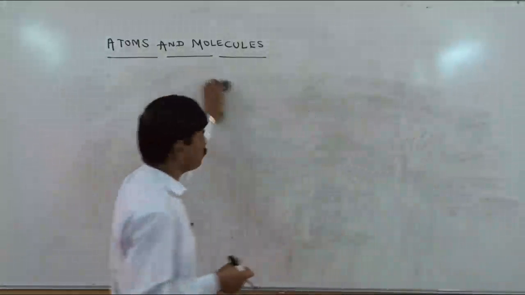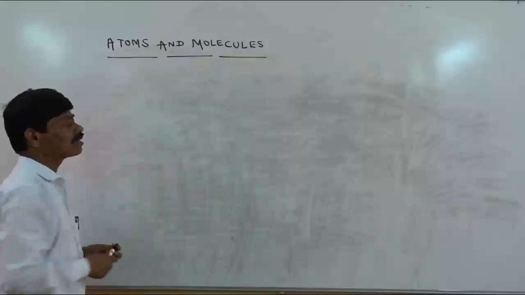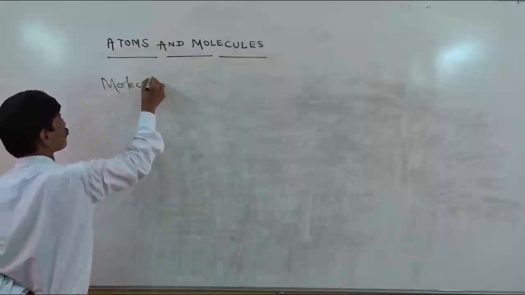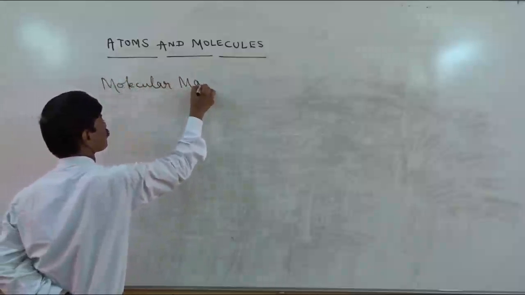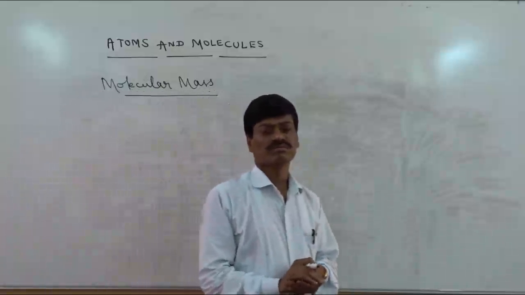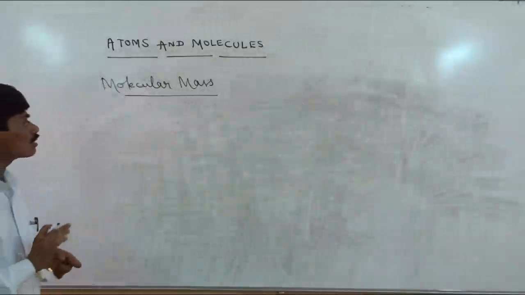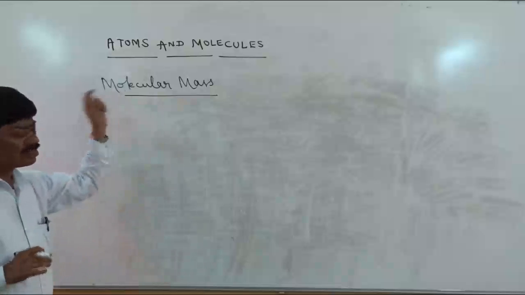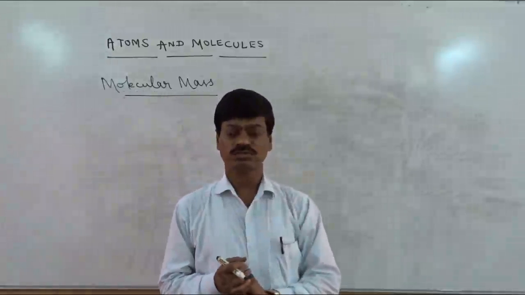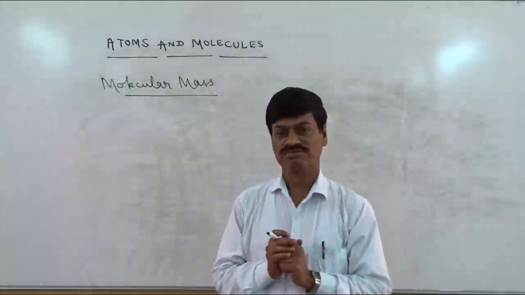Now children, we move to the next important concept, that is molecular mass. Here, a molecule can be an element, right? It can be a compound. Example for the element is H2. H2 is a molecule of hydrogen. H is an atom of hydrogen.